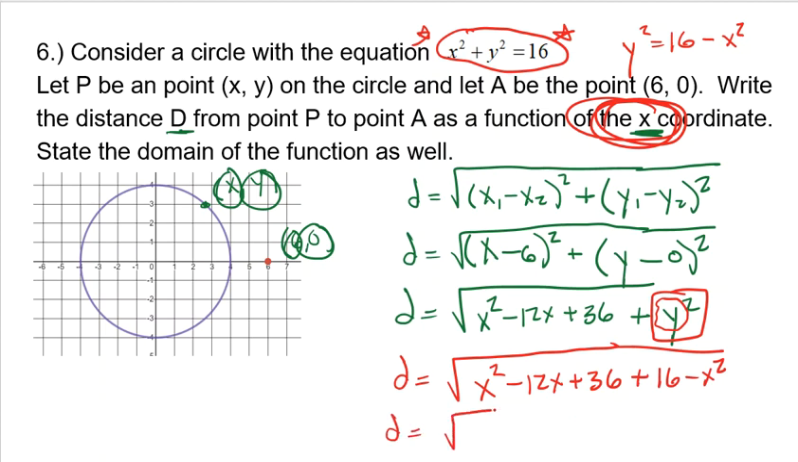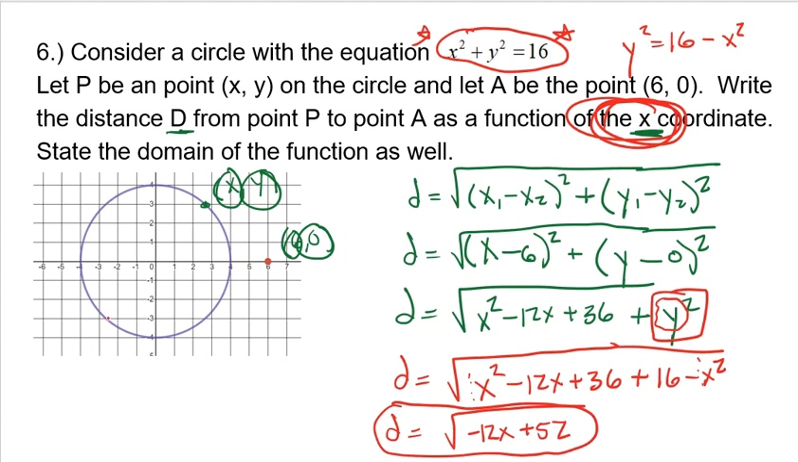So all I'm going to do here is clean it up. The 1x squared here and the negative 1x squared here are going to make a 0x squared, so they could go away. And I have a negative 12x and 36 plus 16. If you need to grab a calculator, 36 plus 16 is 52. So there is a nice, fairly simple formula that contains only x.